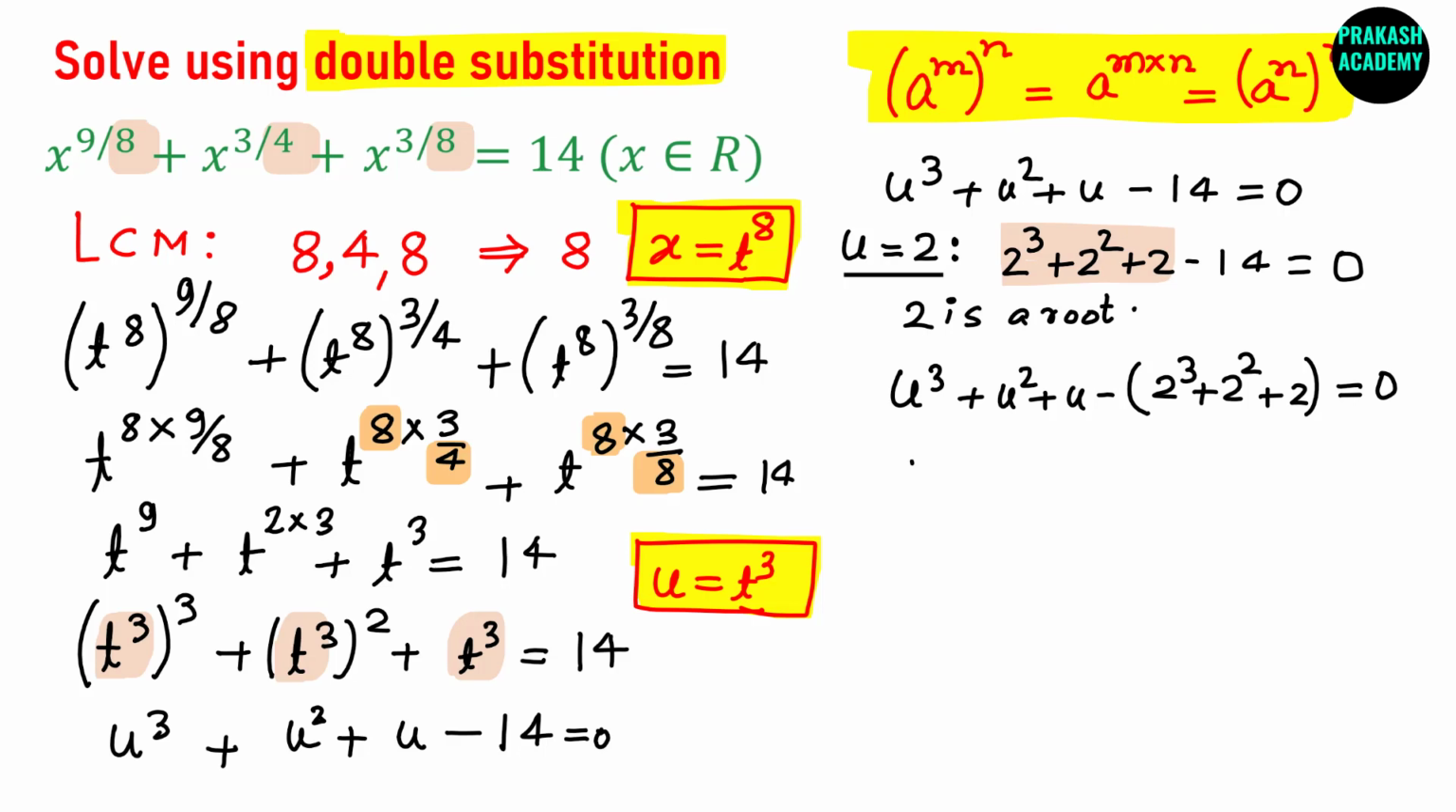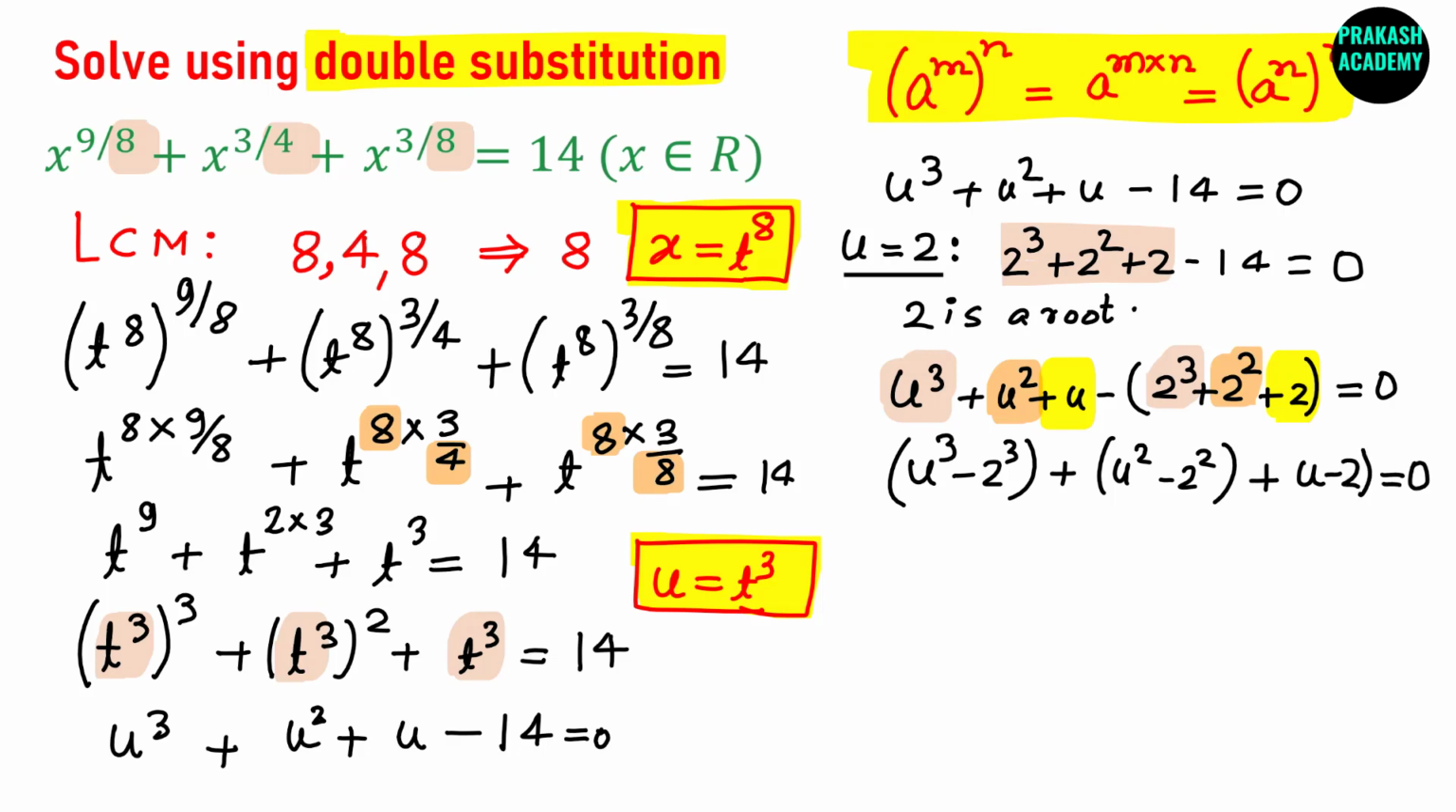Now let us take u cube minus 2 cube together, plus u square, and this is minus 2 square together. So what we are doing is taking this term and this term together, then this term and this term together, and finally this term and this term together. The final term will be u plus 2, but here you have a minus sign, so this will be u minus 2, and this is equal to 0.